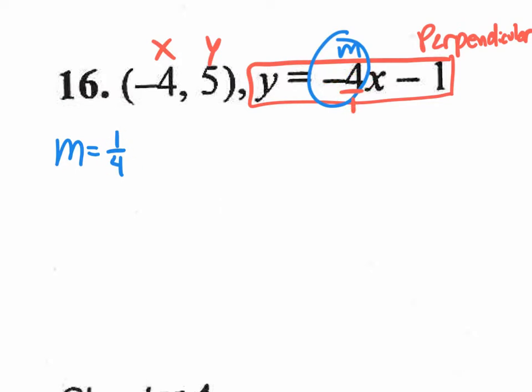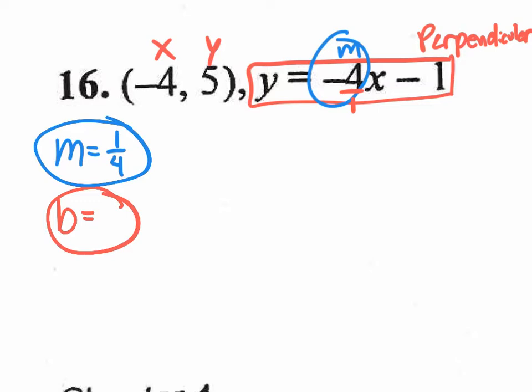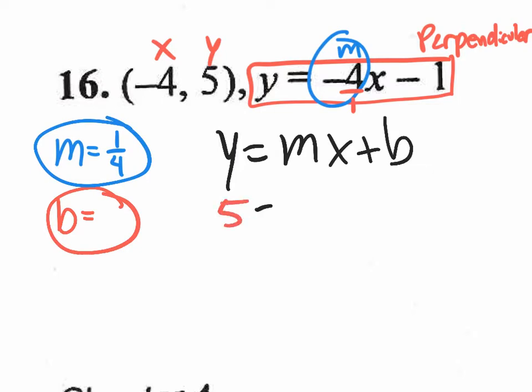So you have the m value. You need the b value. And then you'll be able to write your equation. So to find your b value, let's plug it into y equals mx plus b. So the y value happens to be 5 equals m. M happens to be 1/4. And the x value happens to be negative 4. So you put times negative 4. And we still have the plus b. That's what we're going to be solving for.